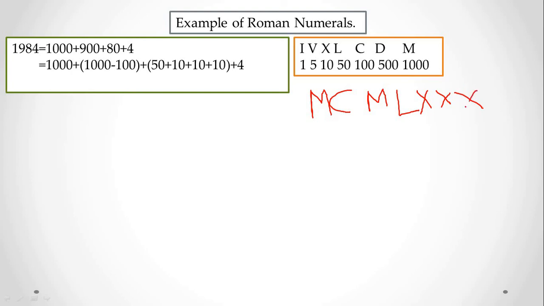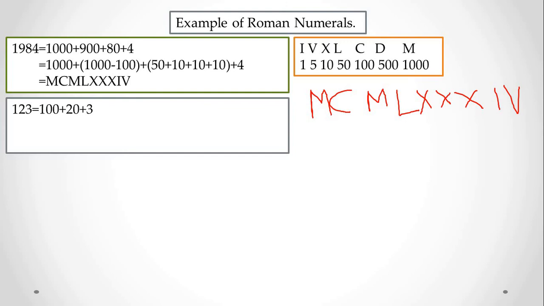Then the last one is 4. 4 is nothing but IV, because 5 minus 1. So we check the answer. You compare this: MCML, 3 times X, IV. So in this way you can solve any exercise.